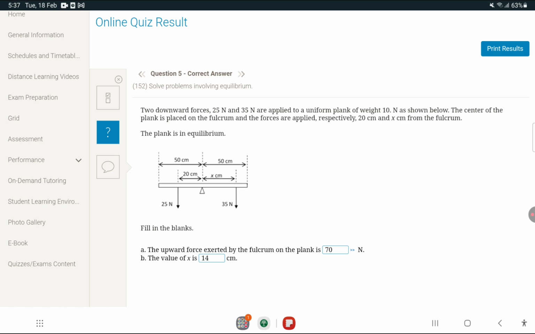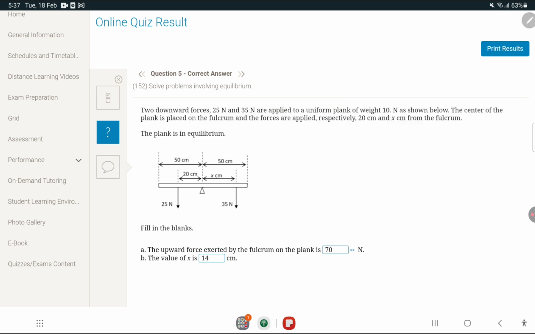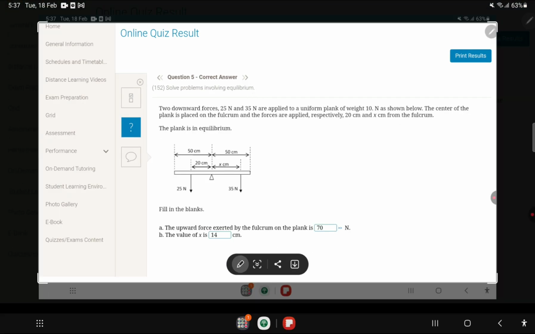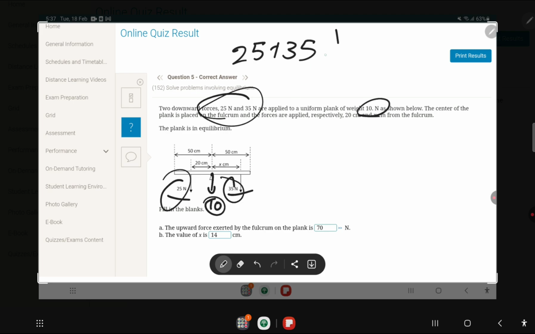Firstly, we check the forces. Here they say two downward forces. Over here, let me highlight it, 25 plus 35. And they say here the weight of 10 newtons. Here is 10 and here are the other values. So it's going to be 25 plus 10 plus 35, and that answer is going to be 70.